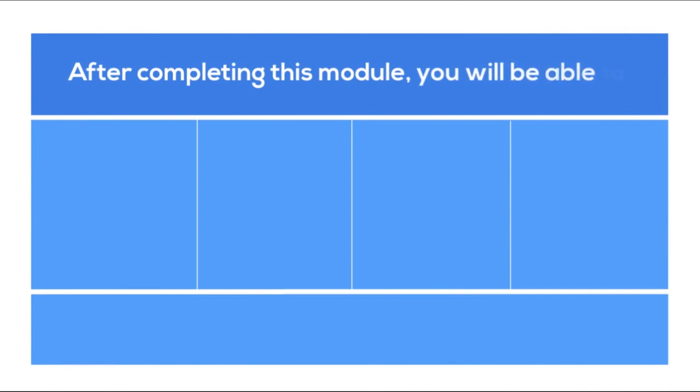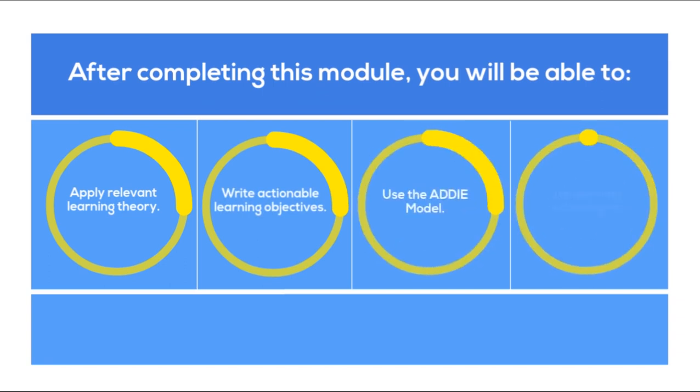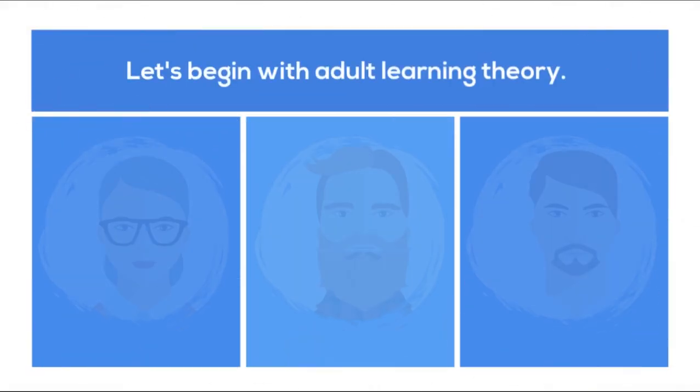After completing this module, you will be able to apply relevant learning theory, write actionable learning objectives, use the ADDIE model, use learning technologies. Ready? Let's get started. Let's begin with adult learning theory.